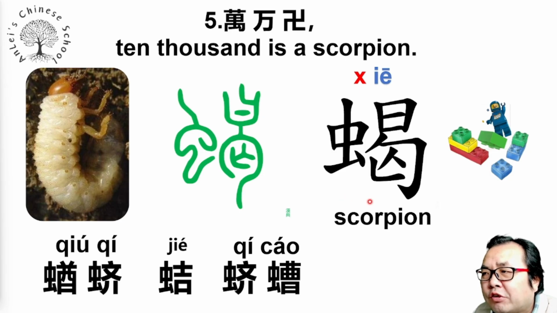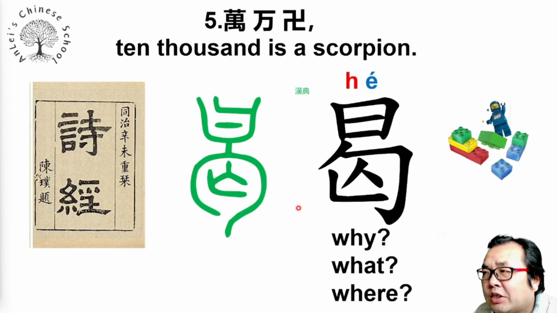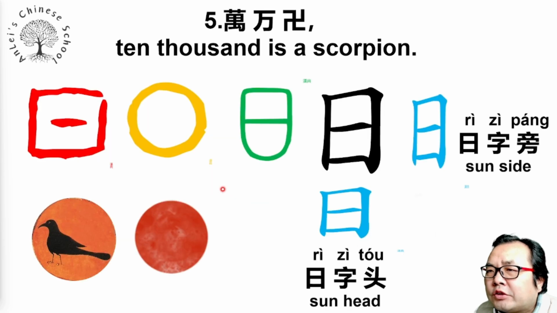Let's break it down further. The right part is pronounced he. If you learn some Chinese characters, you know he, drink. There's a mouth on the left side, so the right part symbolizes the pronunciation. In ancient Chinese classics, Shijing, Book of Songs, the character he means why, what, where. There's two parts. We can break it down further. On the top is sun, 日.